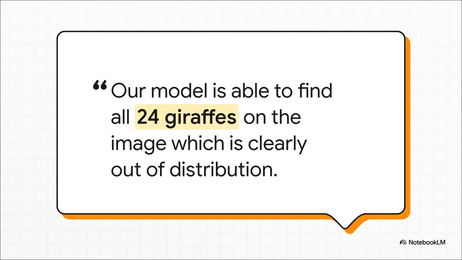But this is where things get really mind-blowing. The model was trained on images that had, at most, maybe 13 giraffes. So the researchers tested it on this wild synthetic image that had 24 giraffes, way beyond anything it had ever been trained on. And the result? It found every single one. This just shows it's not memorizing patterns. It's learning a flexible, generalizable idea of what a giraffe actually is.